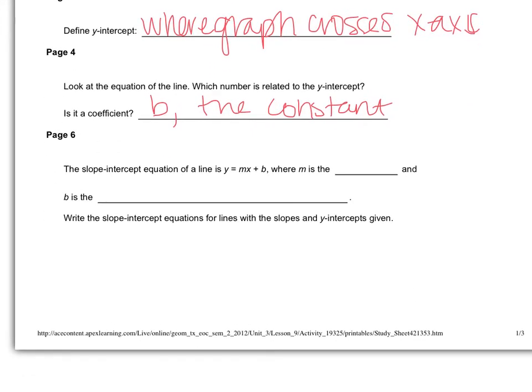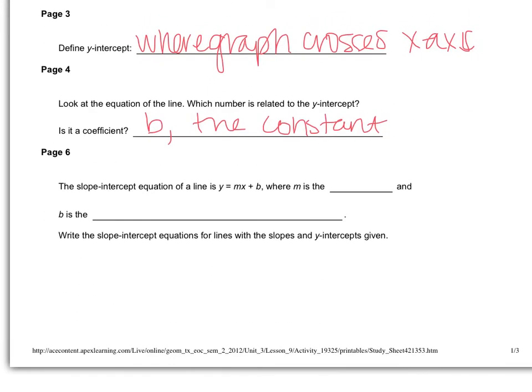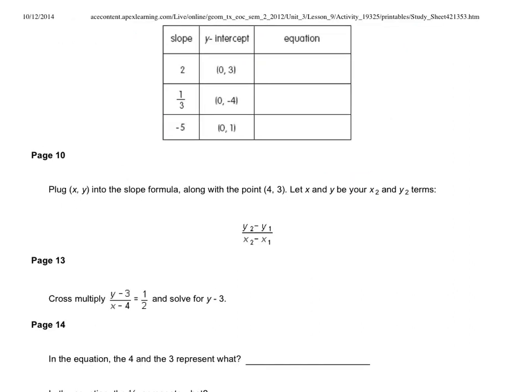So the slope-intercept equation of a line is y equals mx plus b, where m is the slope and b is the y-intercept. So if I needed to write the equation of these lines that are given to me with a slope and a y-intercept, well, my equation, remember, is y equals mx plus b. M is my slope, b is my y-intercept.